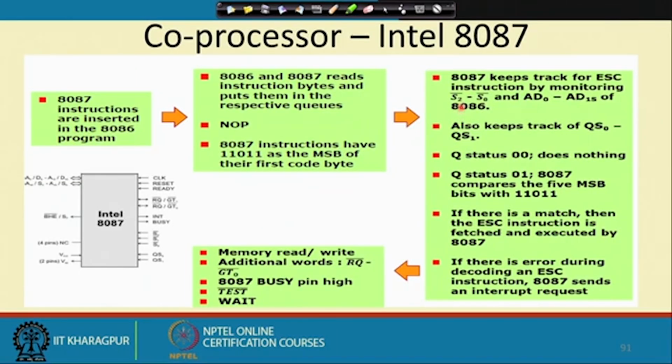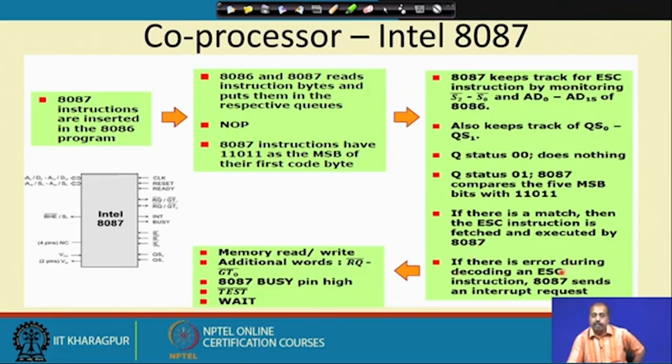The 8087 keeps track of this ESC instruction by monitoring the S2 bar to S0 bar pins and AD0 to AD15 of the 8086. It also keeps track of QS0 and QS1. If the queue status is 00, it will do nothing. If the queue status is 01, meaning there is some byte in the queue, then the 8087 compares the 5 most significant bits with 11011. If there is a match, that means it is an escape instruction, so the instruction is fetched and executed by the 8087.